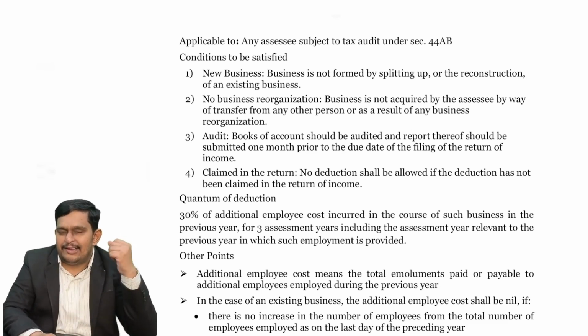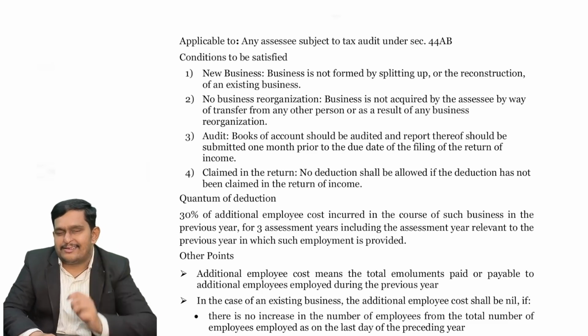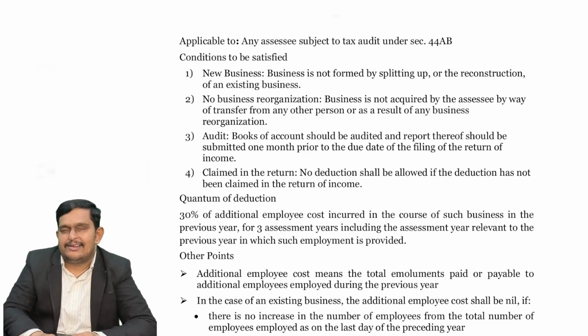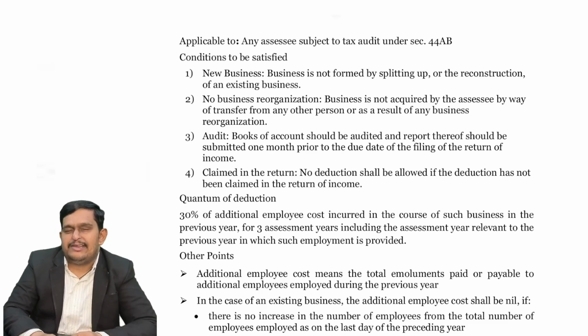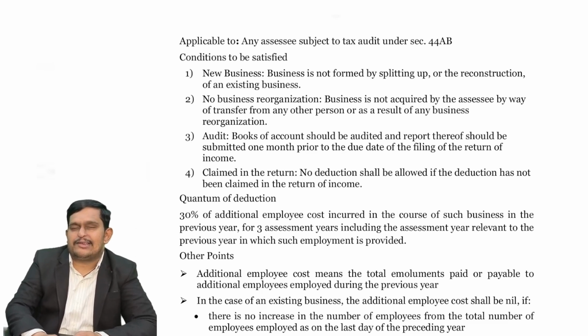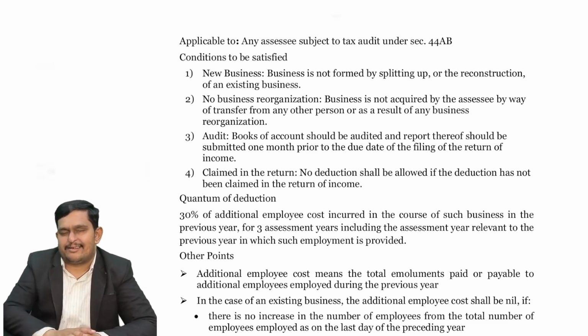But that section 37 deduction will continue as long as you pay salaries, as long as you incur certain expenditure which is eligible to be claimed as deduction there. But 80JJAA, you can claim the deduction only for 3 years. So 30% of the additional emoluments paid, that too for 3 years, you can claim as deduction.